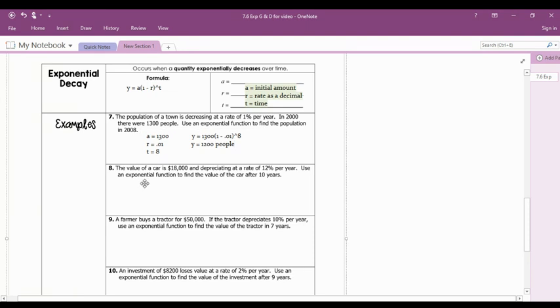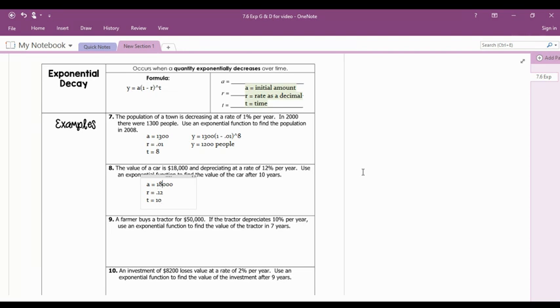I'll do one more. I'm going to do number 8. Number 8 is talking about the value of a car depreciating, which is totally what happens. A house increases in value depending on the neighborhood, but most of the time it increases in value. And a car depreciates in value a lot, quickly, so exponentially. Our initial amount is the $18,000 price. The rate it depreciates is 12%, so we're going to write that as 0.12. And they want to know, what is the value going to be after 10 years?